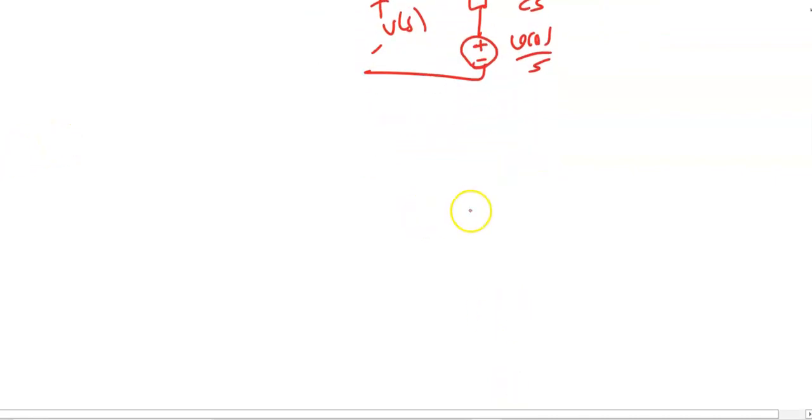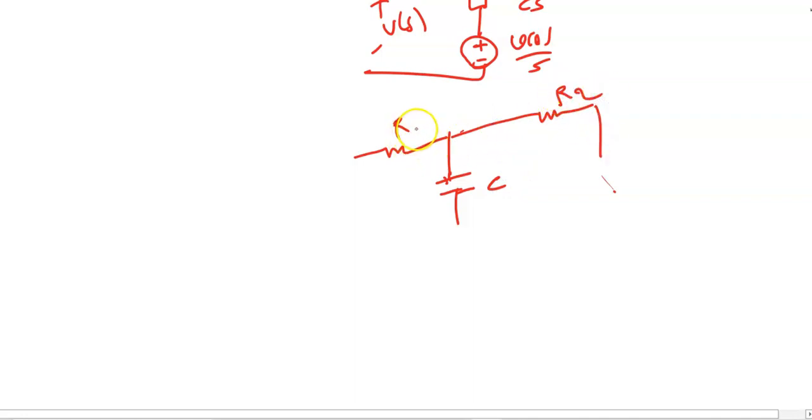We have been given a circuit of R. Let's say we have a C, then we have another R. Let's say it is R2, this is R1. Then let's say C is equal to, for simplicity, 1 farad. Inductor, let's say 1 Henry.